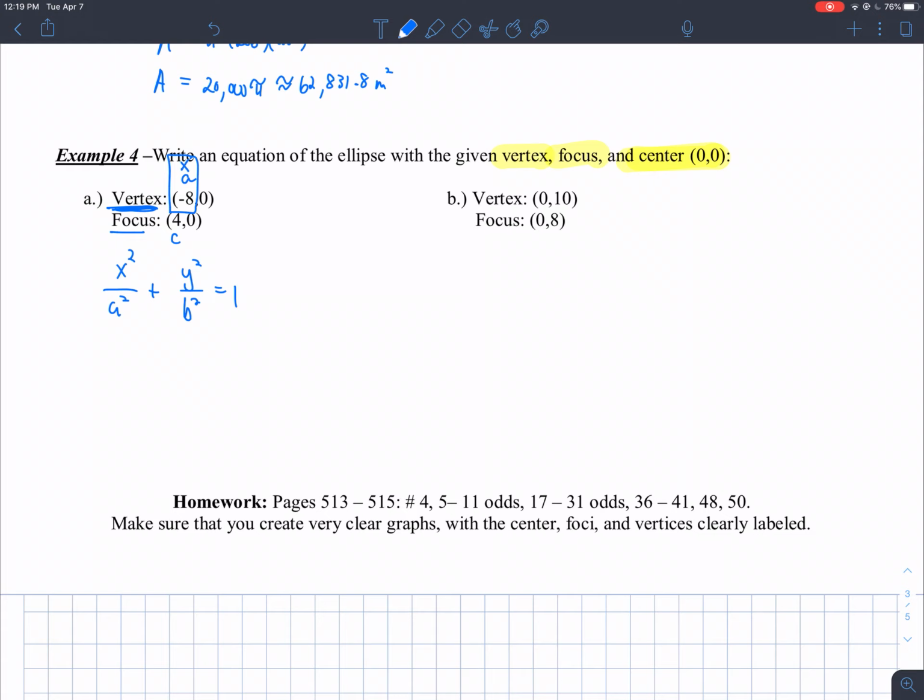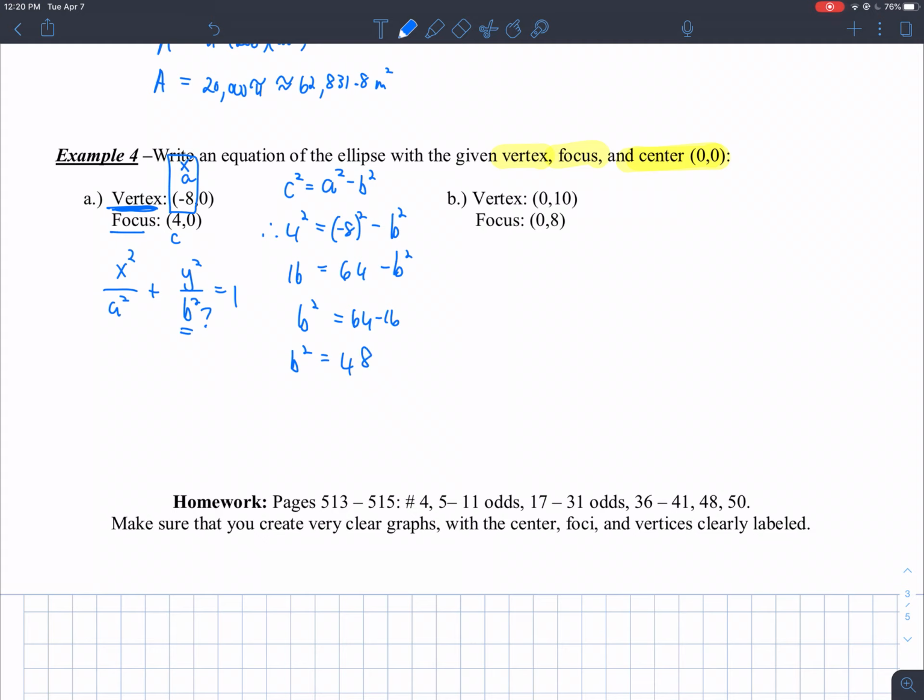Okay, and then all you do is find the missing thing. So I have A and I have C, I don't have B. This is the missing thing. So you just do C squared equals A squared minus B squared, and then I can use C and A to find B. So then what I have is 16 equals 64 minus B squared. And then just take the B over and subtract the 16. So you basically get 64 minus 16. So B squared is 48.